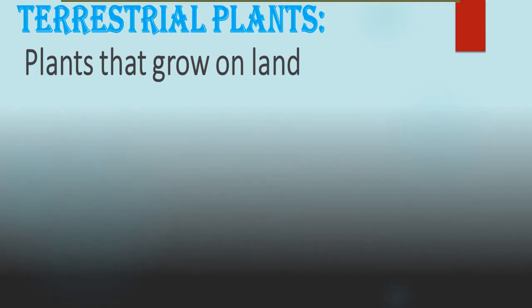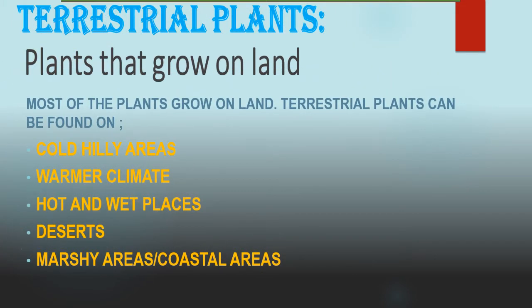As I have discussed earlier, what are terrestrial plants? Plants that grow on land are called terrestrial plants. Most of the plants grow on land. They can be found on cold hilly areas, warmer climate, hot and wet places, deserts, marshy or coastal areas. And I'm sure you remember the examples of plants that grow in these areas.